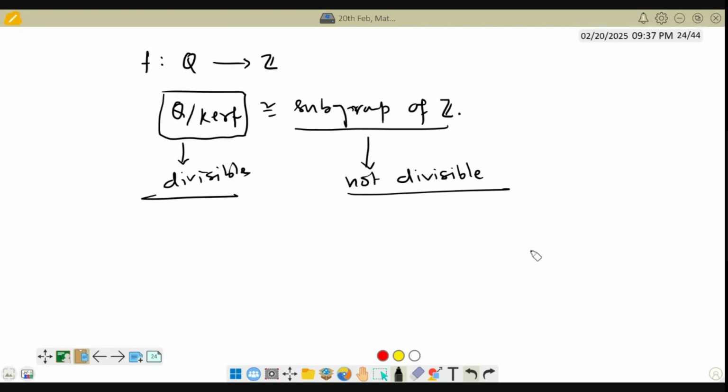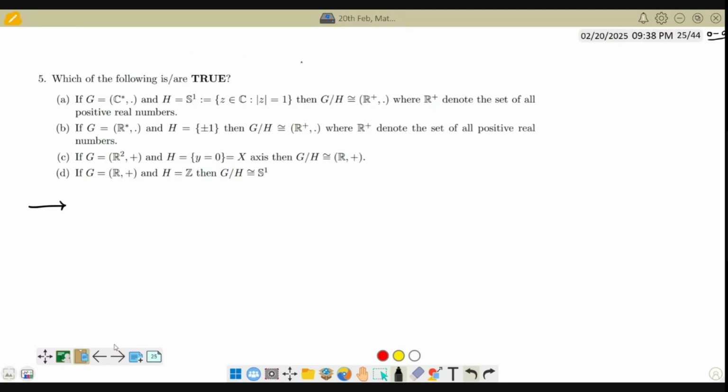Because you need to have a solution of the equation y to the power n is x. Yes, our C star has a solution by the fundamental theorem. Yeah, Q star is not divisible. So here, for all the options, you need to identify the quotient group.